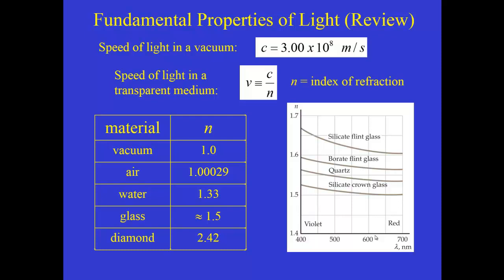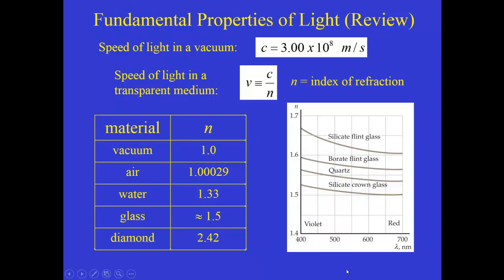Now in a transparent medium that is not a vacuum, that actually has some matter to it like glass or plastic, that velocity is actually decreased slightly according to a property of the medium that we call the index of refraction. So the true velocity in the medium is the speed of light in the vacuum divided by this number, the index of refraction, and you can see the value for some typical materials listed in the table.